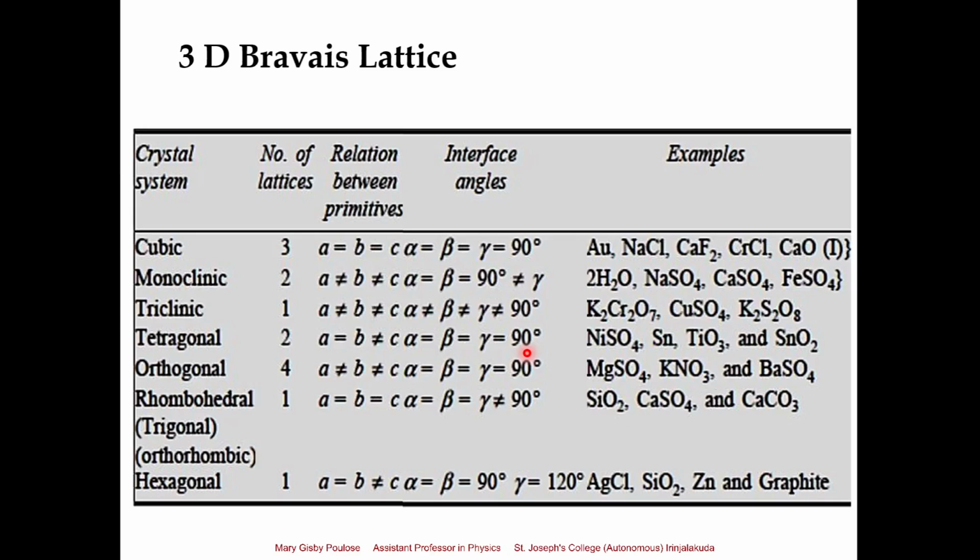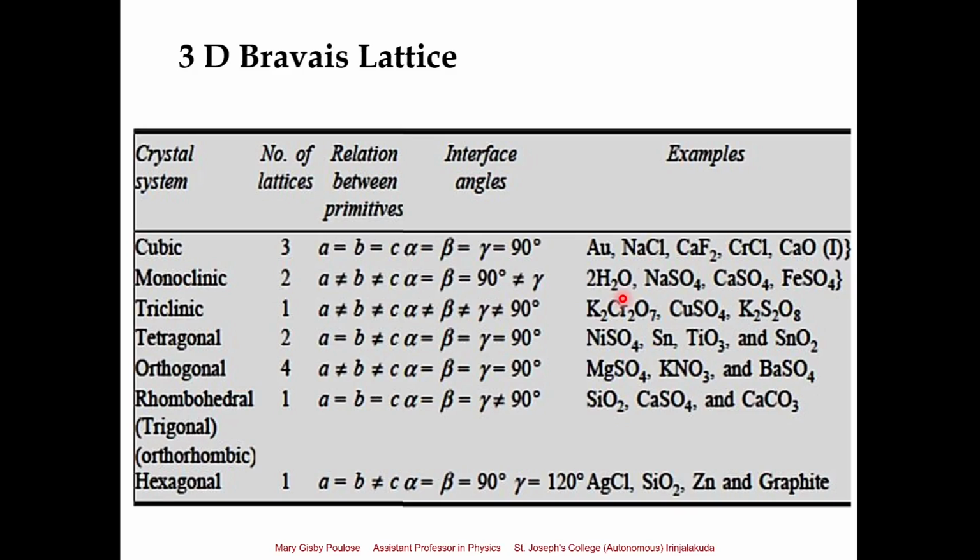And for a structure that is no longer a cube, we elongate the structure from the cube in all 3 directions. That is, A will not be equal to B, will not be equal to C, whereas all the angles are 90 degrees itself. That represents the orthogonal crystal system. So we have to understand the relation between these lattice parameters to remember them.